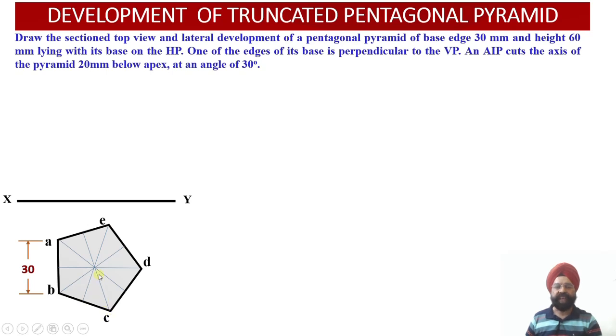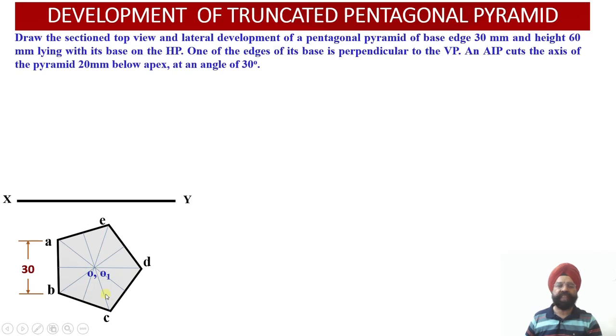From edge C, I will be drawing the perpendicular bisector of the edge AE. Similarly, from point D, I will be drawing the perpendicular bisector of the edge AB. So this way, from all the points, from E, once again, the perpendicular bisector of BC will be drawn. Wherever these 5 perpendicular bisectors from the 5 corners meet, we obtain the axis point over here.